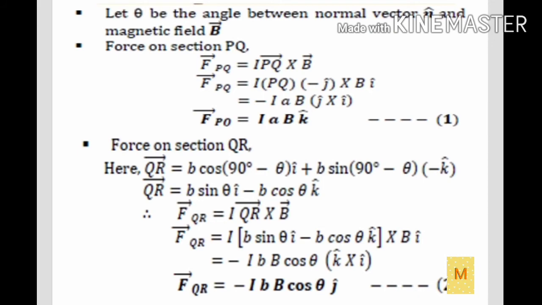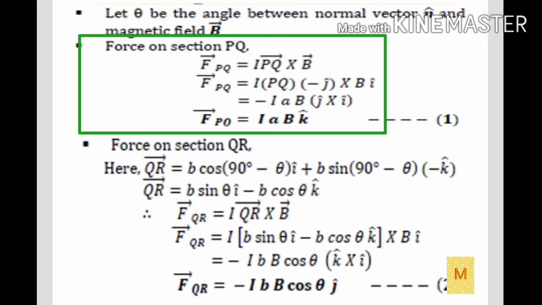So the equation becomes F_PQ vector is equal to I PQ (minus j cap) cross B i cap, which is equal to minus IAB into j cap cross i cap. Here j cap cross i cap is equal to what? Minus k cap. So the equation becomes F_PQ vector is equal to IAB k cap. This is equation number 1.